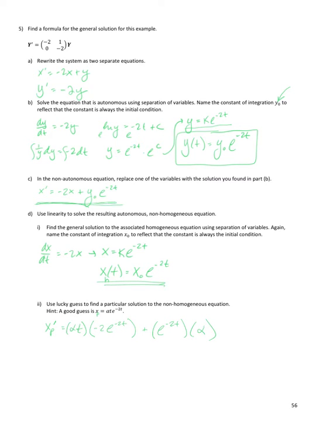So I can plug that into this equation. So I have 2 alpha t e to the negative 2t plus alpha e to the negative 2t equals negative 2x. So that's negative 2 times this, alpha t e to the negative 2t, plus y naught e to the negative 2t. Now the idea is we're trying to figure out what alpha is here. What is alpha?